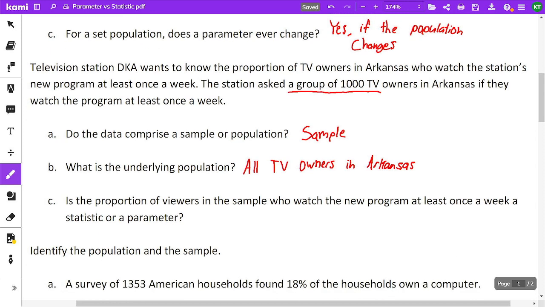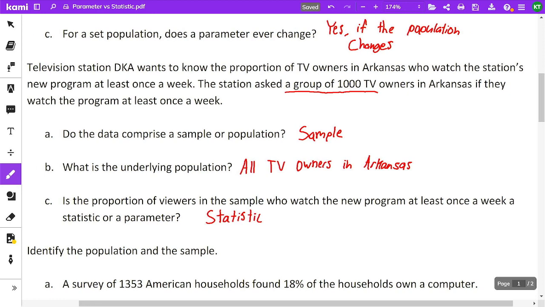And so the final question here is, is the proportion of viewers in the sample who watch the new program at least once a week a statistic or a parameter? Again, we have to go back to our definitions. Because we are looking at a sample in this data set, sample means we're going to be looking at a statistic. So this will be a statistic. All right, so hopefully that helped clarify the difference between a sample, a statistic, and a population and a parameter.